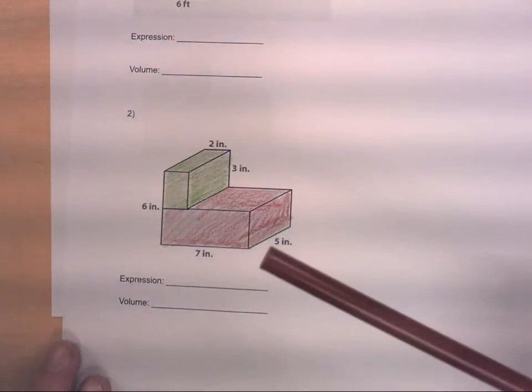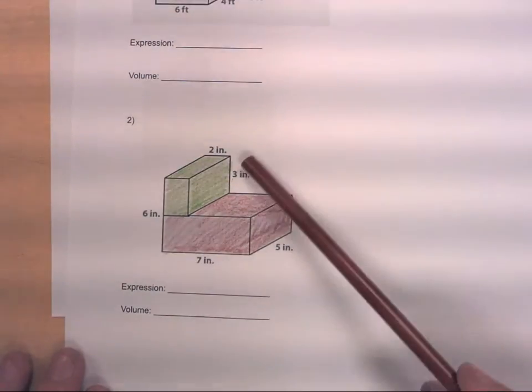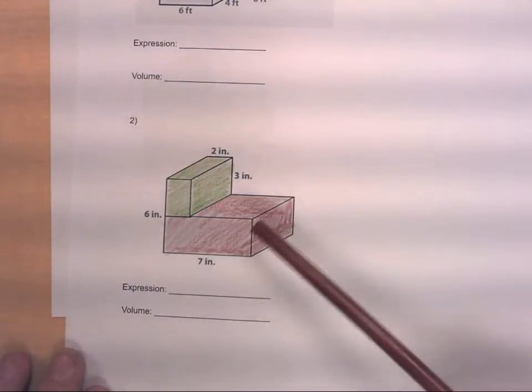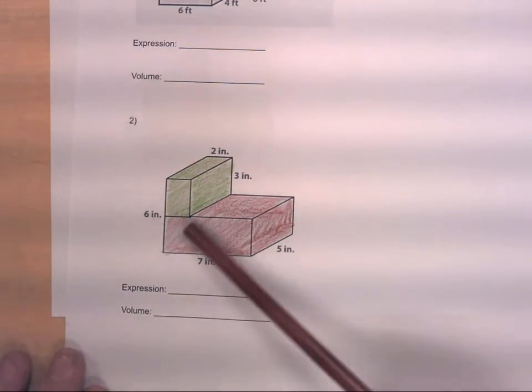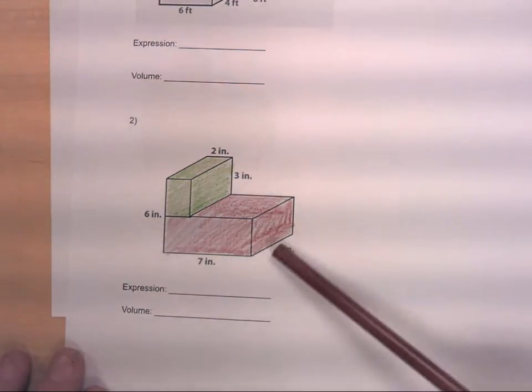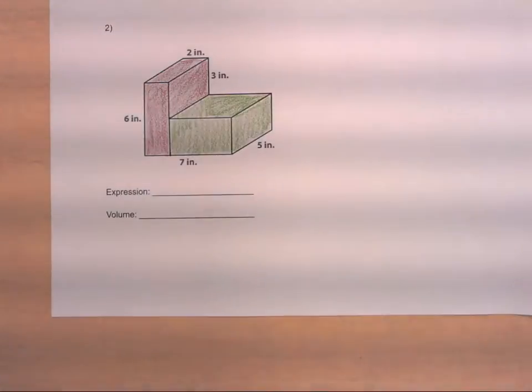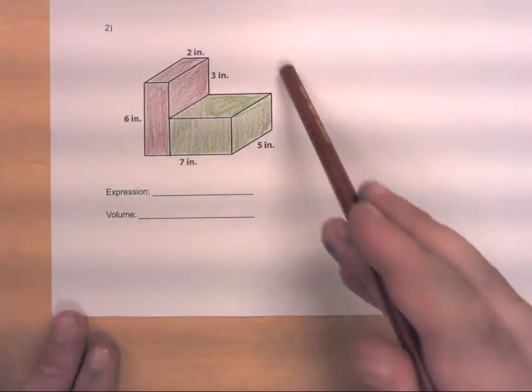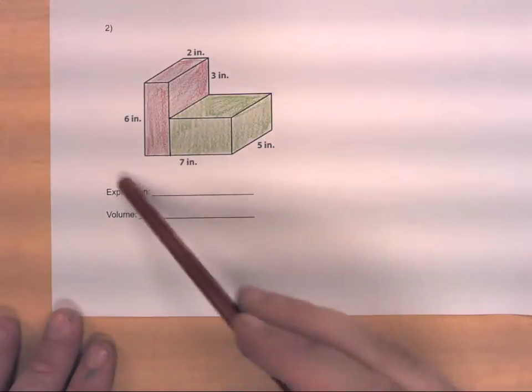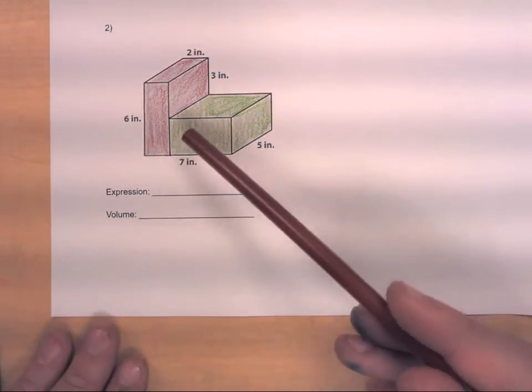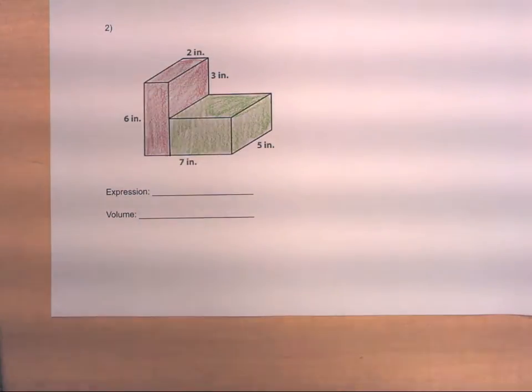Now, to show you an alternative way you could break apart this figure, you could also break this figure apart so that there's a rectangular prism on the top here, and then a larger prism serving as kind of the base of the composite figure. But I'm going to find the volume of this entire figure using this orientation here.